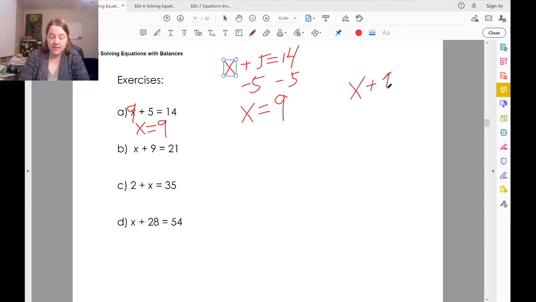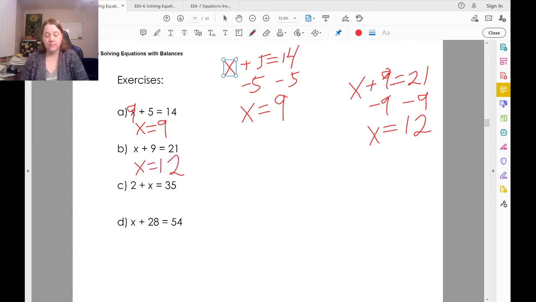X plus 9 equals 21. Well, let's go ahead and subtract 9 away so that we just have x, because 9 is on the same side as x. X equals 21 minus 9. That is going to be 12. So we have x equals 12.